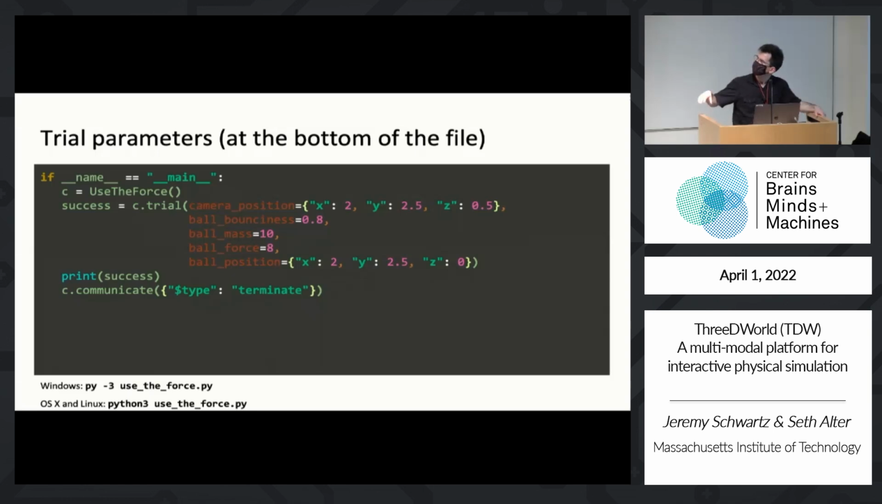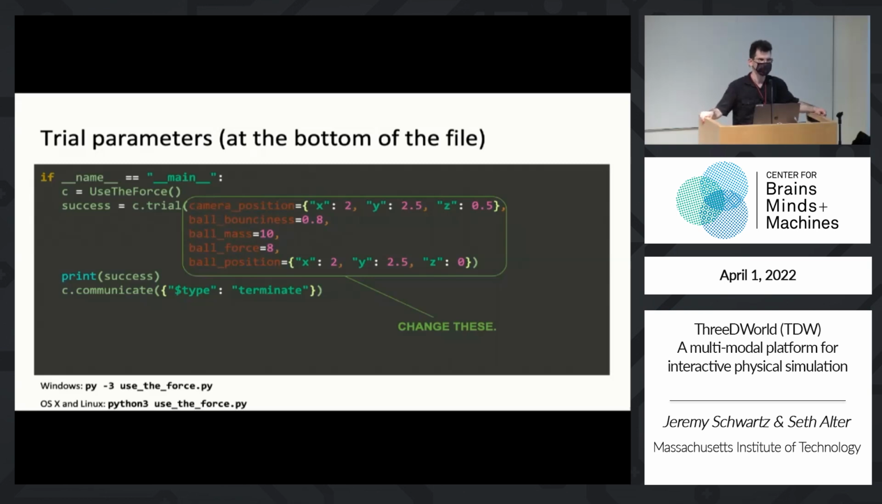So the parameters that you're going to be adjusting are at the very bottom of the script. You can see that we're calling this trial function. It's going to generate the scene, add the ball, apply the force, and then return a Boolean success. Success just means all of the objects that were on the table are no longer on the table.